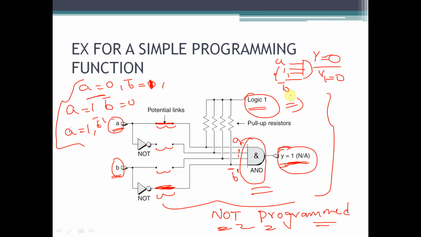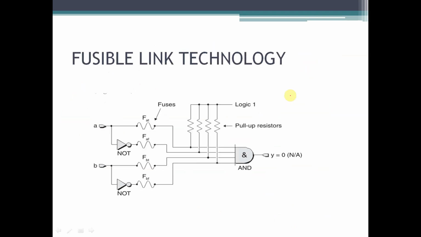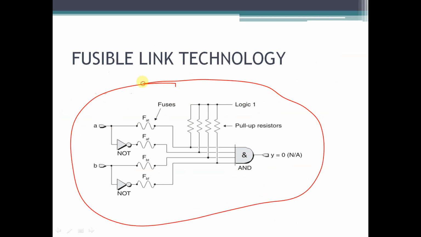So what happened? After some years, they developed this fusible link technology. In this fusible link technology, the potential links are replaced by fuses. So this type of fuses have replaced the potential links.